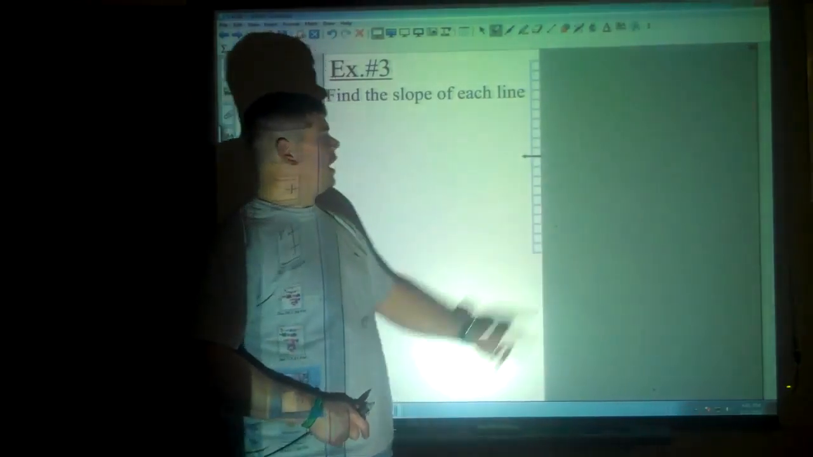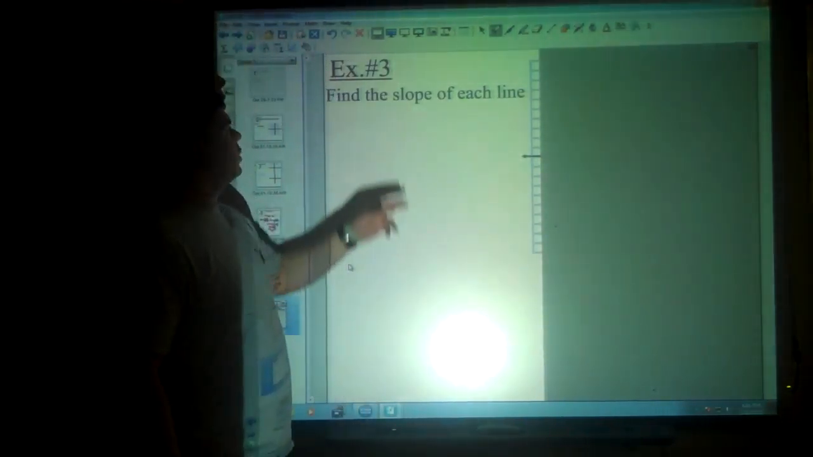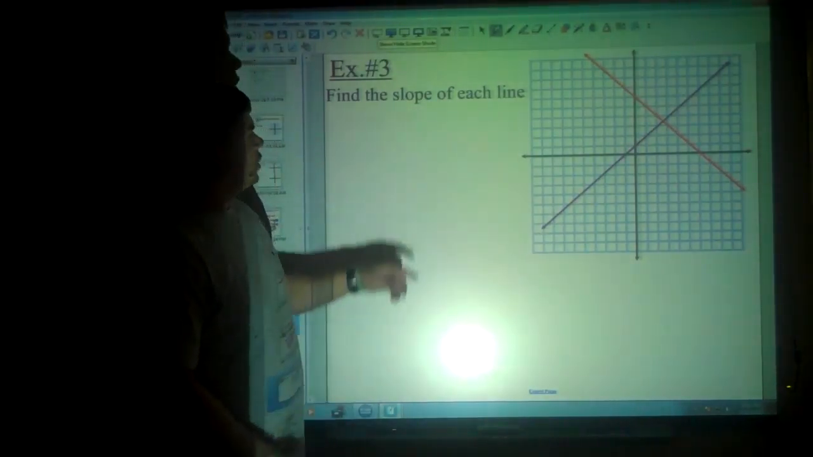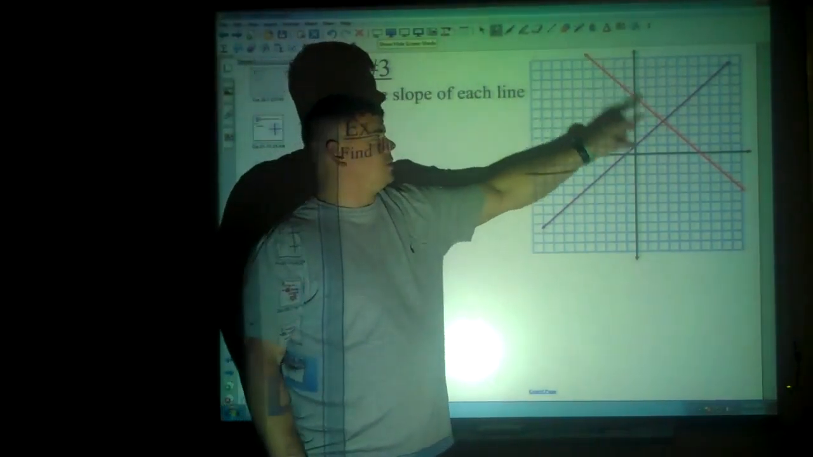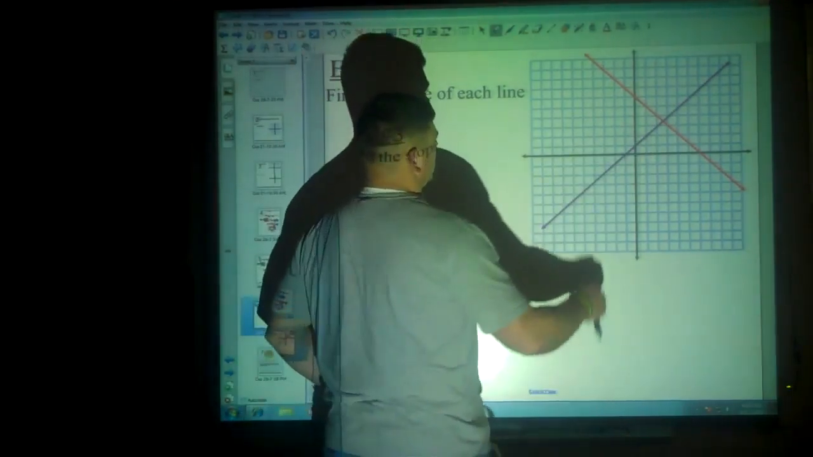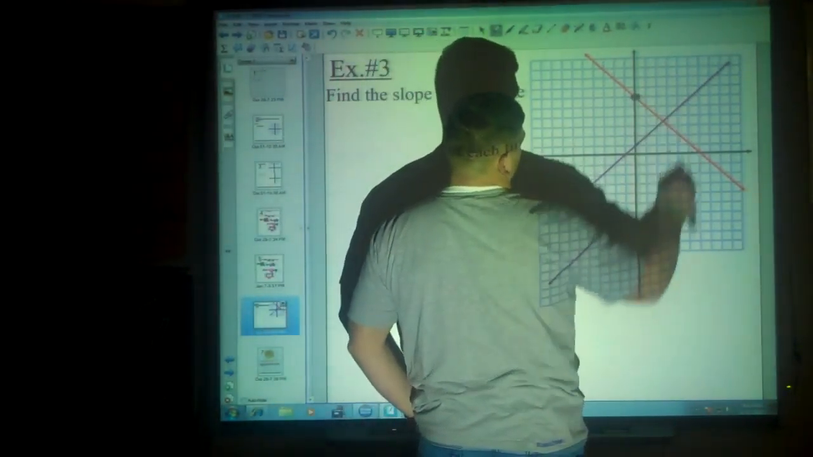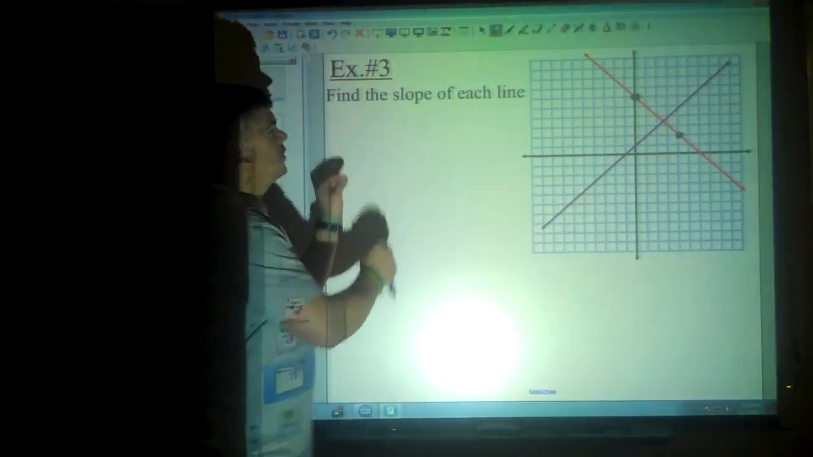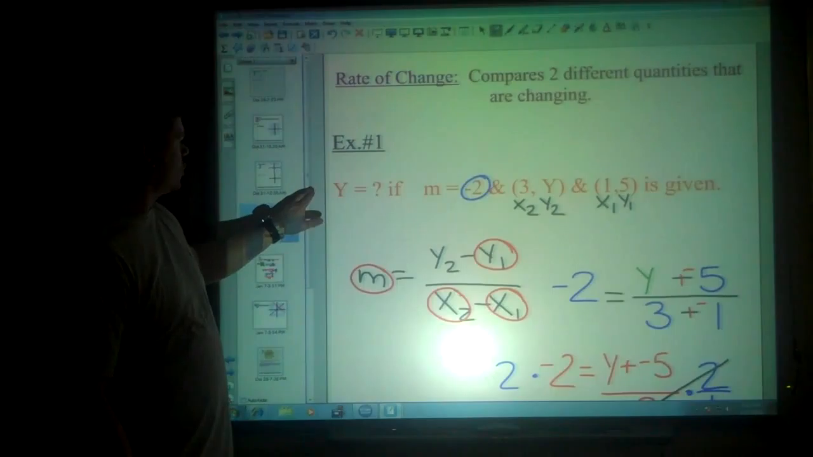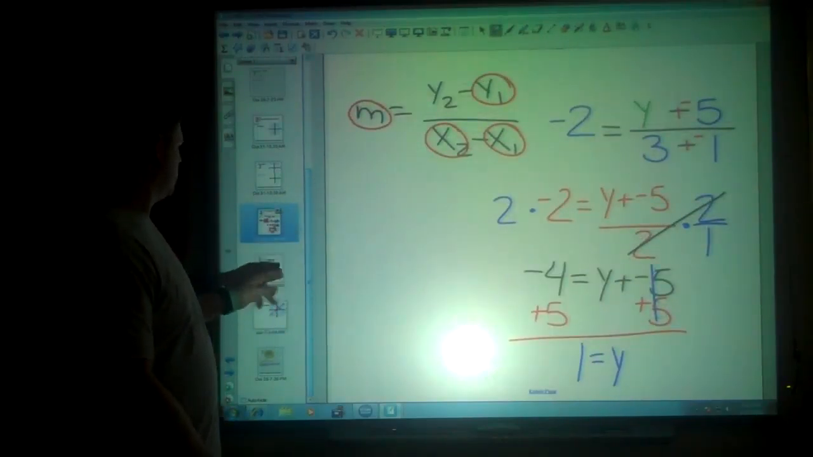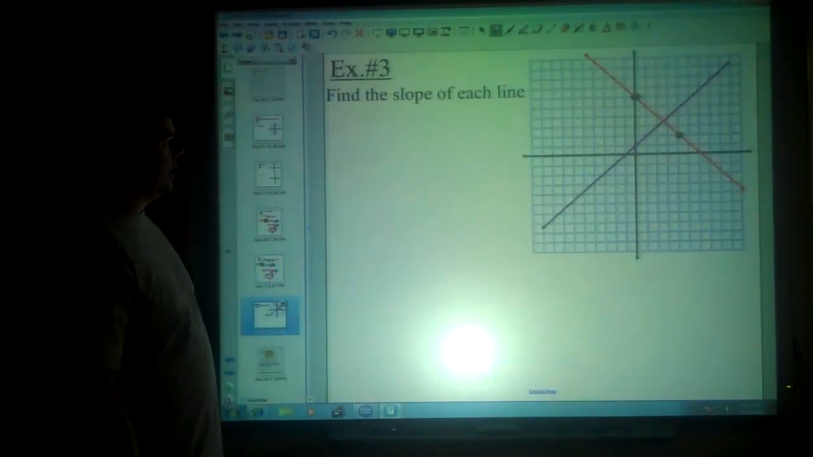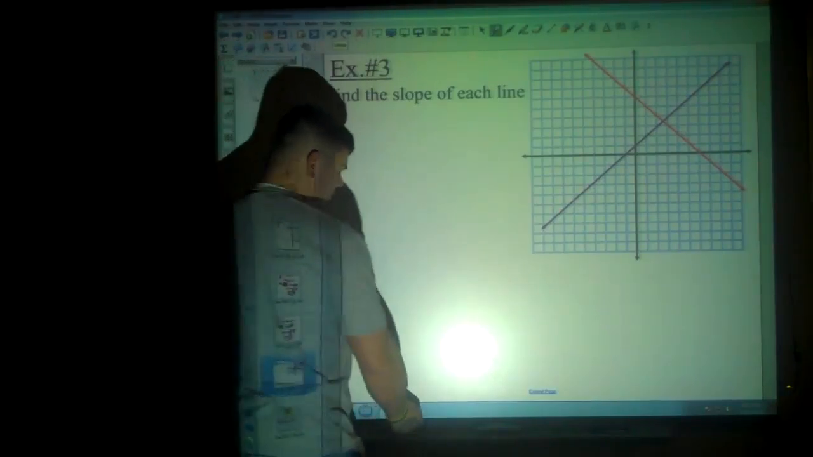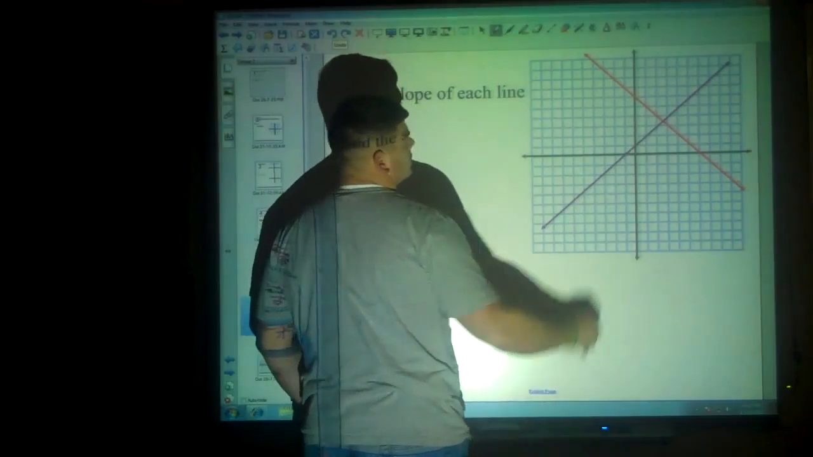Find the slope of each line. Now there's a couple ways you could do it. There's two different lines here. One's red, one's purple. You could find coordinates on the graph, and you could say, here's a coordinate, and here's a coordinate, and you could use those two coordinates and one of our slope formulas that we've done here, something like that, and you could find the slope. Or, what's easier when you have graphs is to just count.